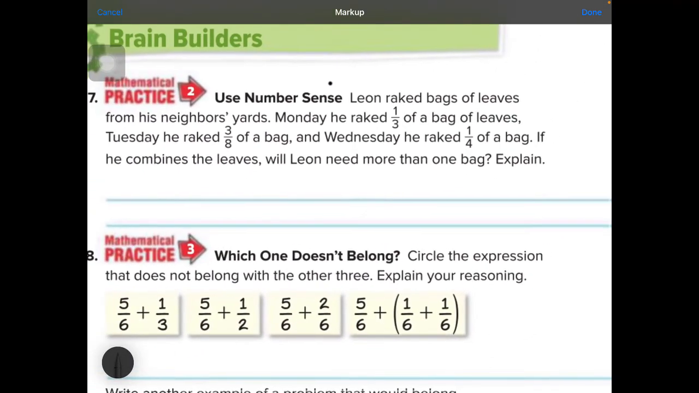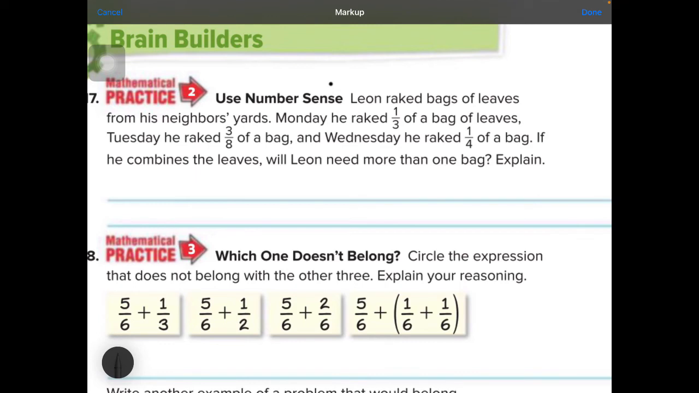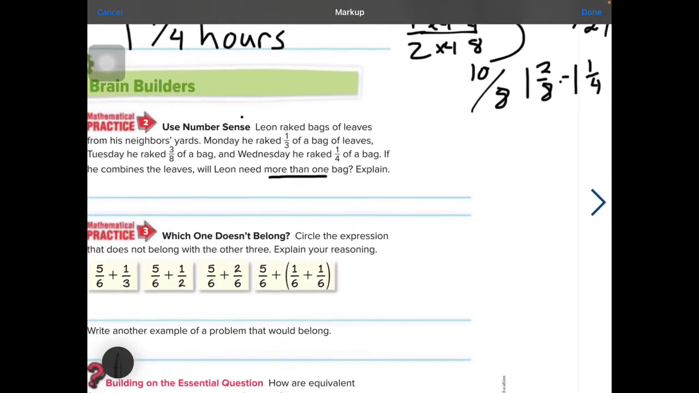Brain builder. Leon raked bags of leaves from his neighbor's yards. Monday, he raked 1/3 of a bag of leaves. Tuesday, he raked 3/8 of a bag, and Wednesday, 1/4 of a bag. If he combines the leaves, will Leon have more than one bag? Explain. Well, let's add them together.